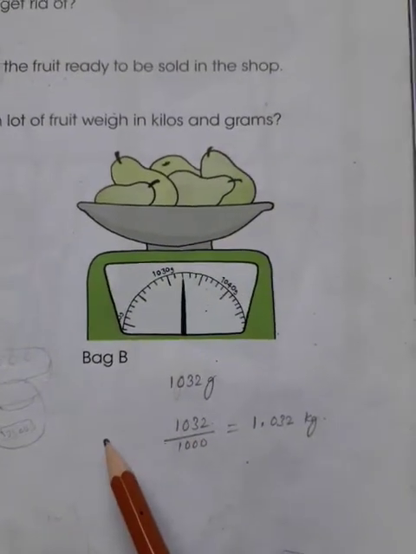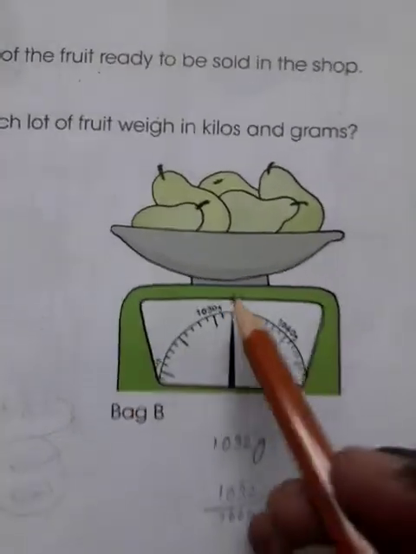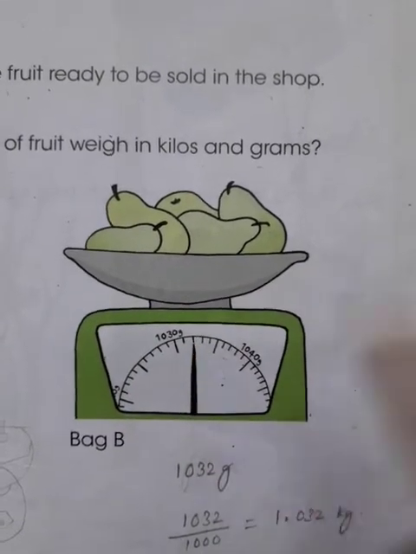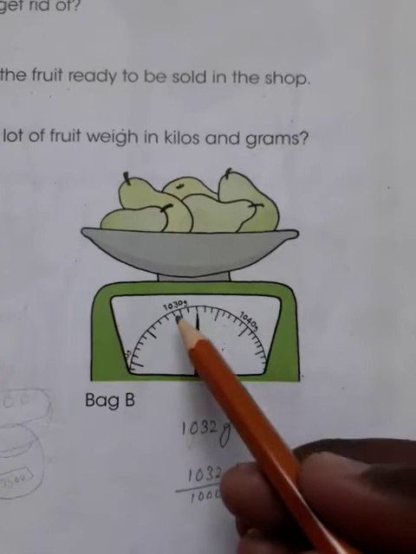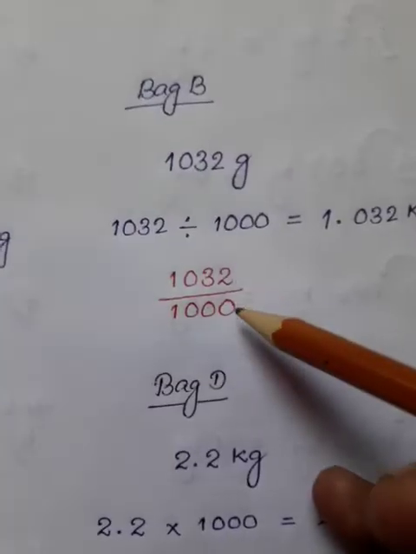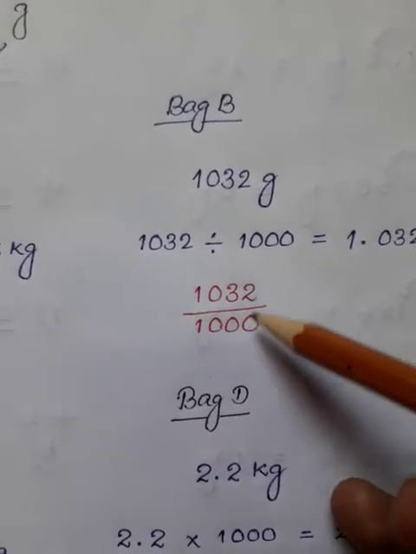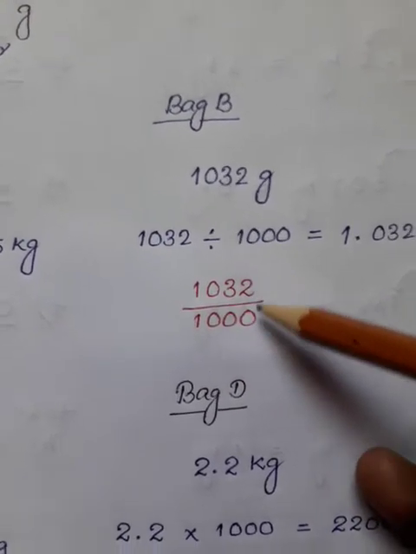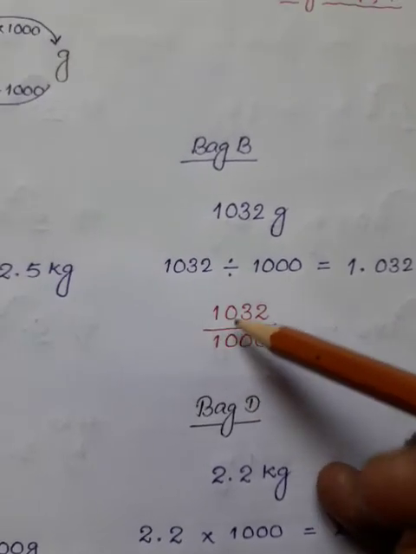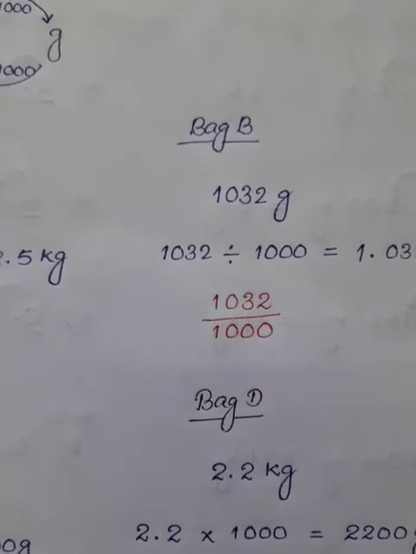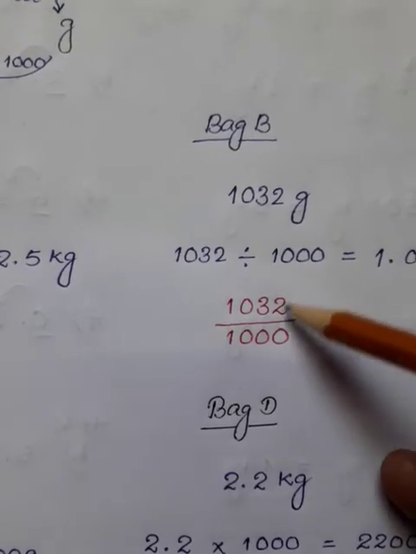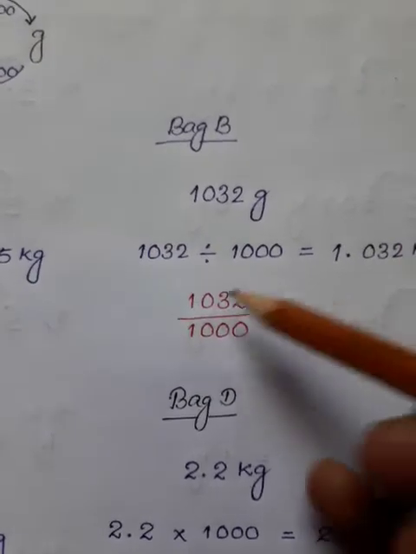Coming to bag B. What is bag B now? Check it properly, this is 1032 grams. So from gram to kilogram, again divide by 1000. But when I divide, is it possible to cancel the 1's place 0 and 0? Don't cancel in the middle. You can start cancelling from the 1's place. Maybe you thought the 100's place and 100's place are both 0, so I can cancel. No, you cannot cancel. So remember, whenever you want to cancel, you start from the 1's place. If it is not possible to cancel, write it as it is.